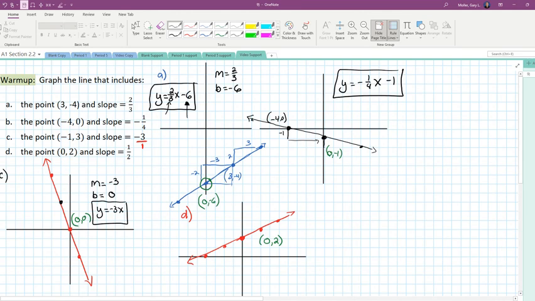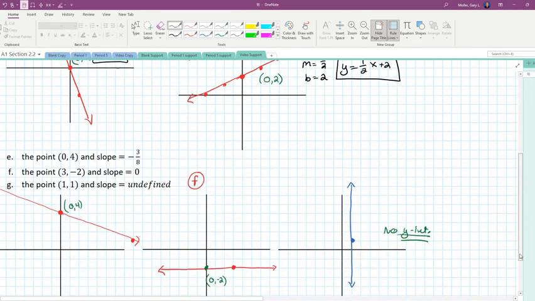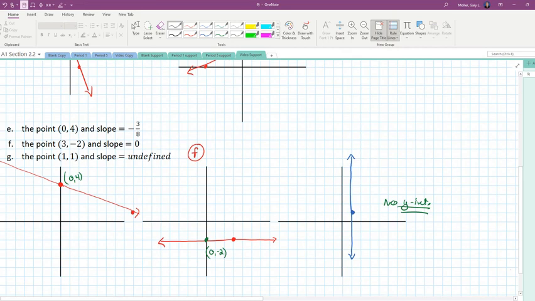Part D, my slope is 1/2. My y-intercept is at 2. Y equals 1/2 x plus 2. And E, my slope is -3/8. My y-intercept is 4. So I get y equals -3/8 x plus 4.